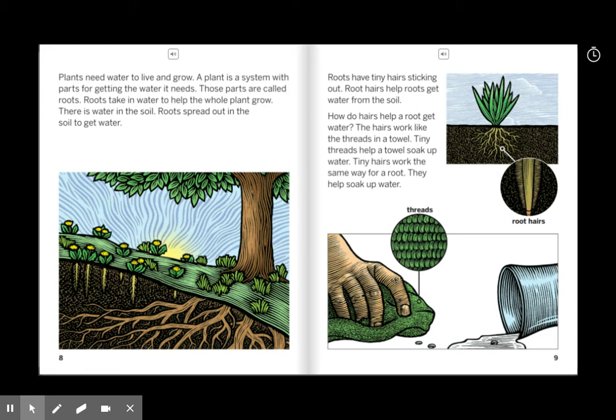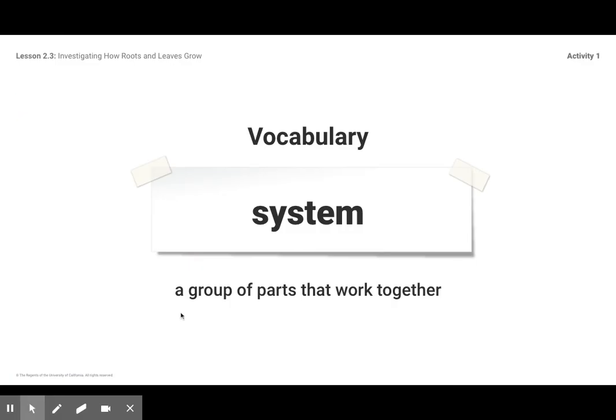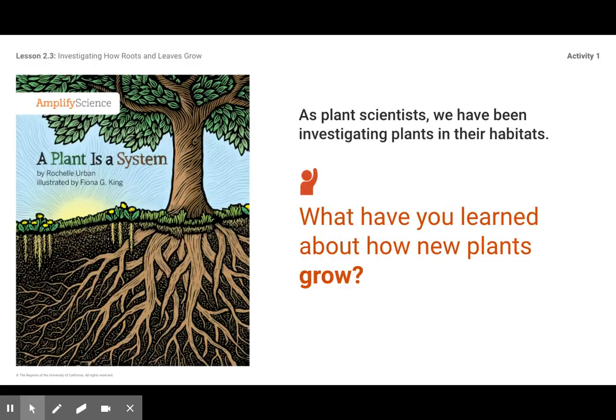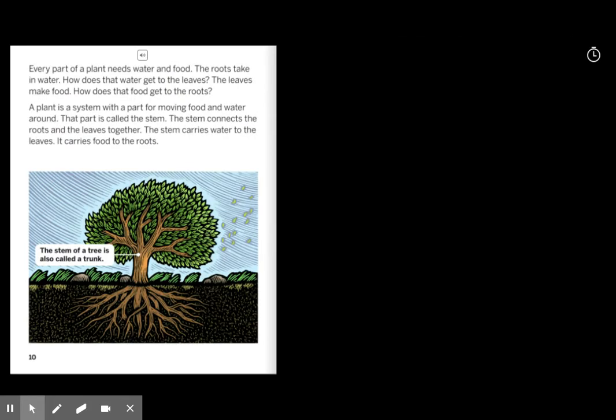So let's get started. Plants need water to live and grow. A plant is a system with parts for getting the water it needs. These parts are called roots. Roots take in water to help the whole plant grow. There is water in the soil, and roots spread out in the soil to get the water. As you can see here in this picture, it is the roots that take up the water in the soil.